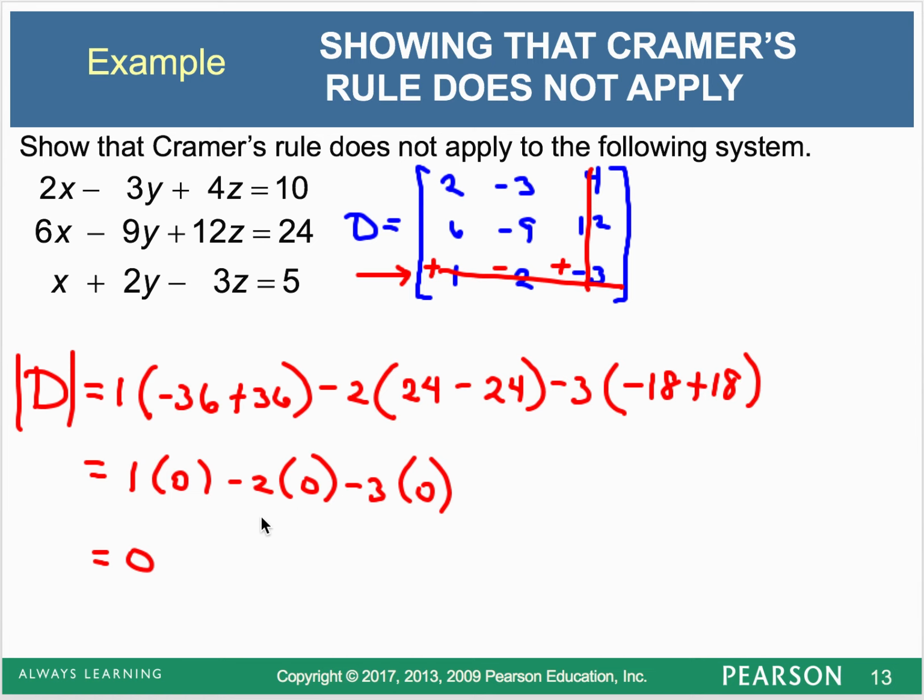Remember, to get our solutions, we divide each determinant D sub x, D sub y by D. If it's 0, we can't divide by 0, so you can't get a solution that way. It means there's either no solution or infinite solutions. It doesn't ask us which, but if I still needed to solve this system, I'd have to go back to my elimination and substitution method to get those actual solutions.